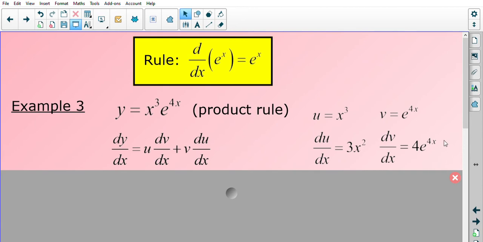When you get more comfortable with this, you will be able to do this in a much quicker step than what we've done in the first two examples. So we get 4e to the 4x there. So this was my product rule. I need to now substitute in my functions into here.